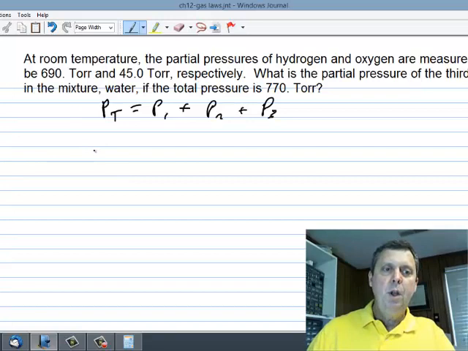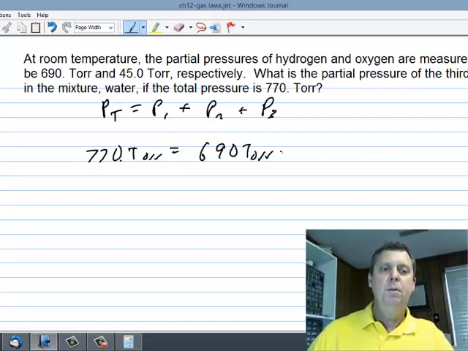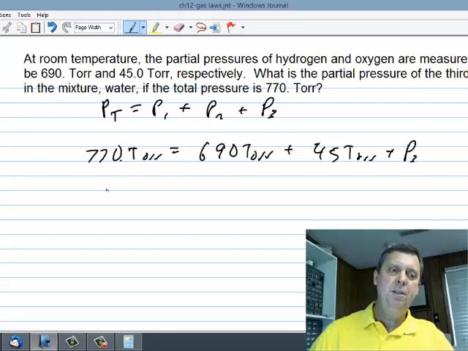So P total is, of course, 770 torr. P1 is going to be 690 torr. P2, 45 torr. And we're solving for P3. Easy enough. Plug in and solve for P3. You'll get 35 torr.